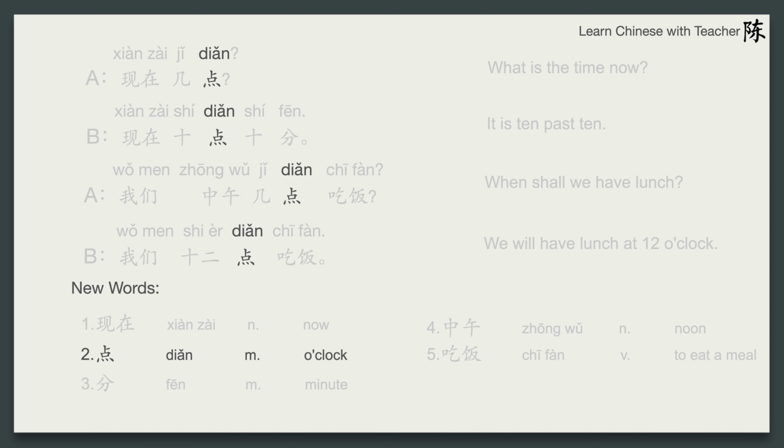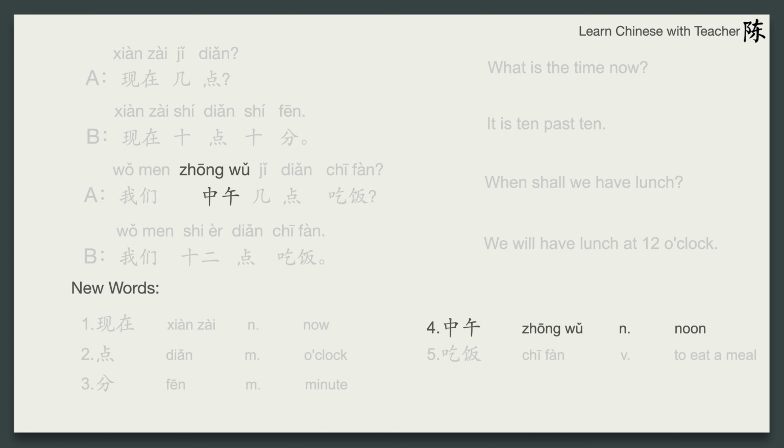点 this character has several meanings. In this conversation, it's a measure word, means a clock. 分 also has several meanings. In this conversation, it's a measure word, means minute.